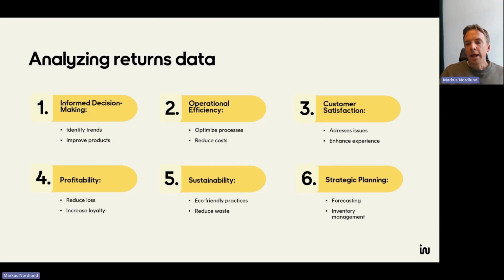The last thing, strategic planning. Well, that is something that is beginning to mature right now, because when you have good and quality assured return data, you can use that for forecasting and inventory management. And by that we mean that we know with the data that you will have products hitting your warehouse within a certain time range, and then you know that they could be sellable again at a specific point in time.